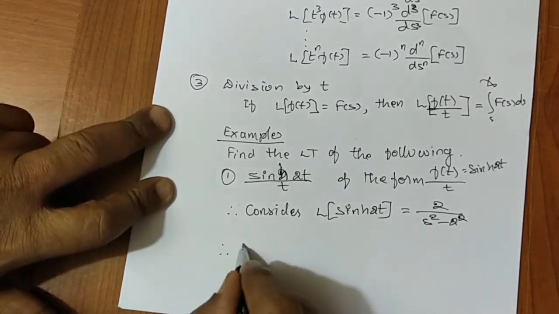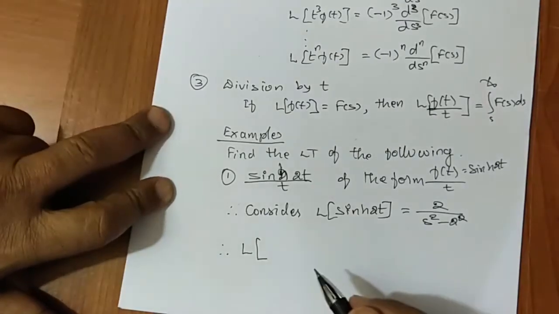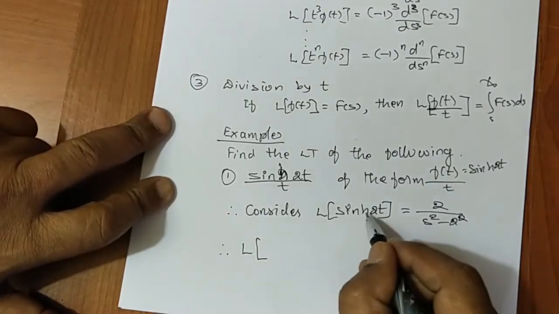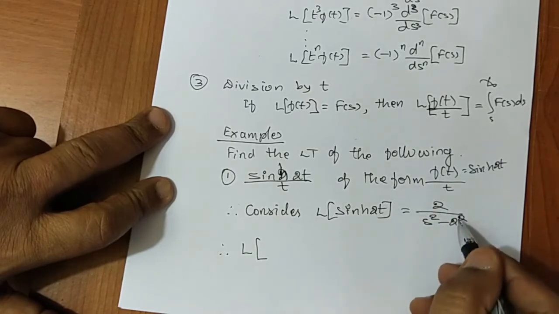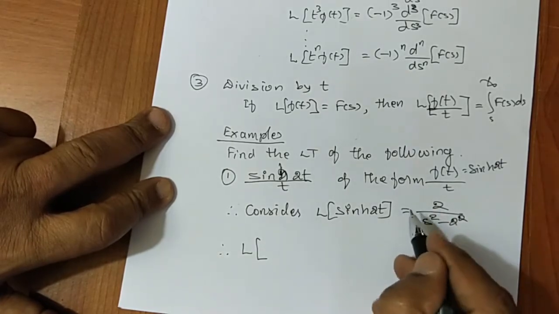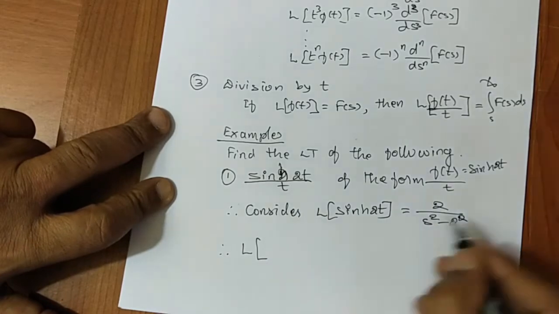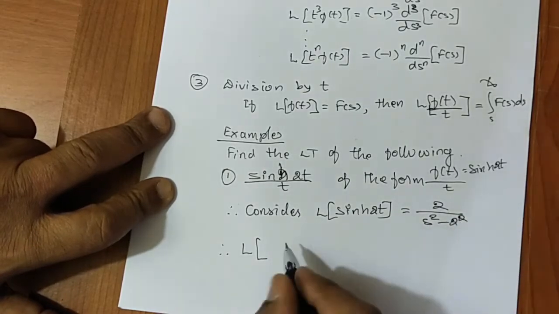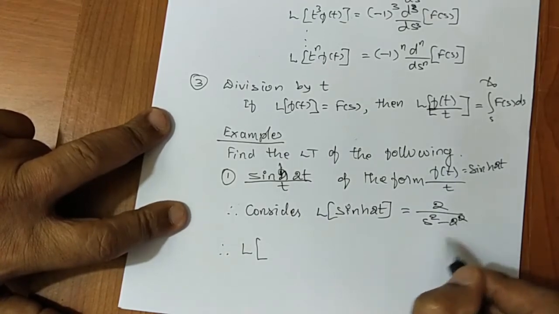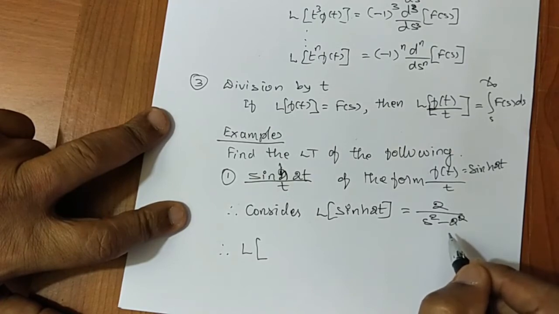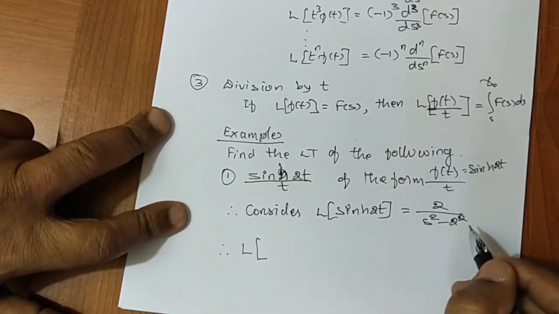Therefore, in the previous class it was sine 2t, so it was 2 over s squared plus 2 squared. But it is sine hyperbolic 2t. Therefore, it is 2 over s squared minus 2 squared. Clearly, I can make use of a squared minus b squared is a plus b into a minus b, then resolve it into partial fractions, then find out the integral.